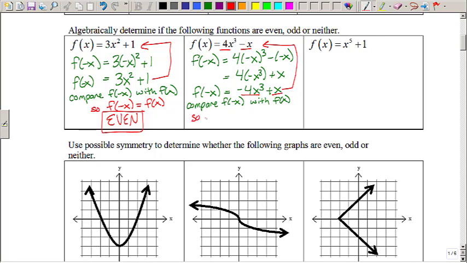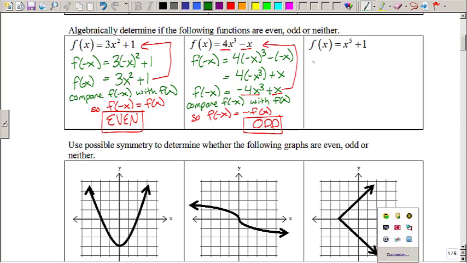Therefore, f of negative x is equal to the opposite of f of x. Every single term has the opposite sign. So that tells us that my function is odd.